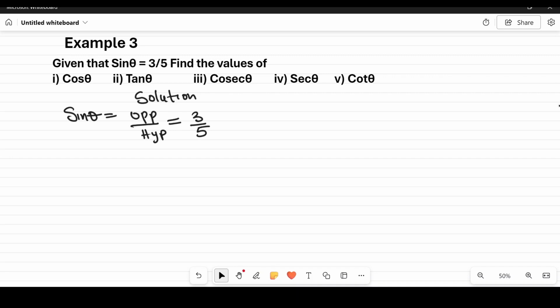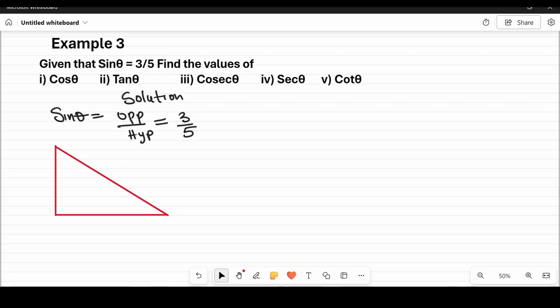Now we will use our right angle triangle to obtain the value of our adjacent side. Now we have our right angle triangle, so we name the vertices point A. Here I name point B, and here I will name point C. And my angle is represented at point C. So here is angle theta. So from our sine ratio, our opposite side is side AB, which is equal to 3. And our hypotenuse side is side AC, which is equal to 5.